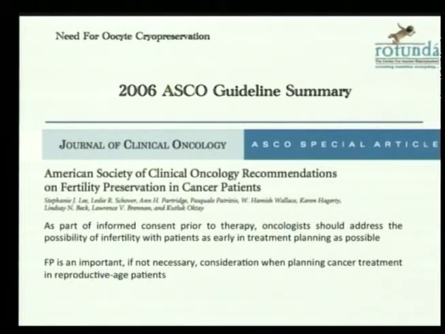Now this issue, even the oncologists understood. In 2006, the American Society of Clinical Oncologists published recommendations which said that as part of the informed consent prior to therapy, oncologists should address the possibility of infertility with patients as early in treatment planning as possible. And this is a very important statement because we as fertility scientists see the cancer patients only after they are referred to us by oncologists. And if oncologists would understand the importance of fertility preservation, it would be a very big help to us. This would give us the time to do what we have to do.